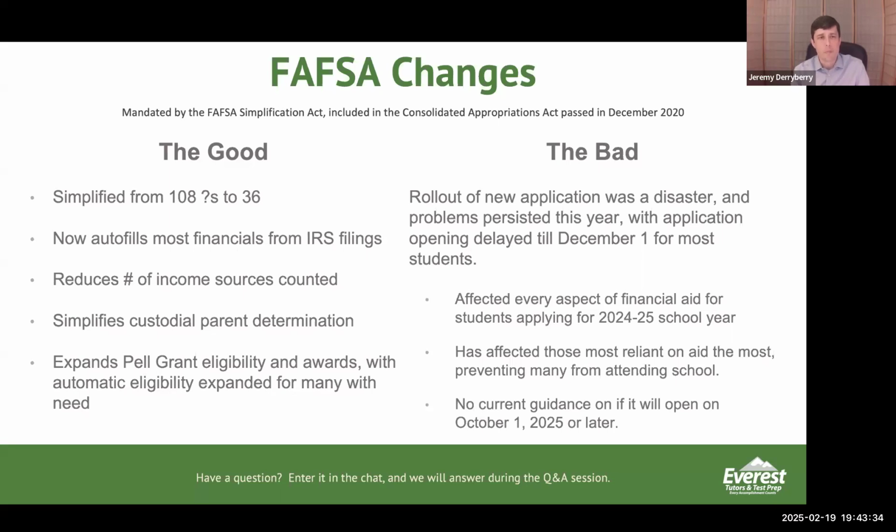They also reduced a large number of the things that they sort of plugged into the FAFSA to get to their number, the student aid index number. And they also expanded the Pell Grant eligibility, the income level that would make you eligible to receive a Pell Grant.